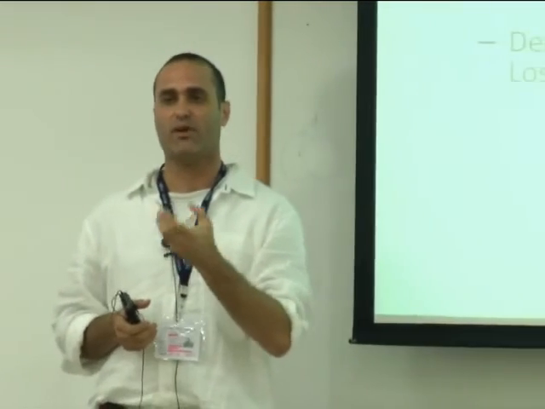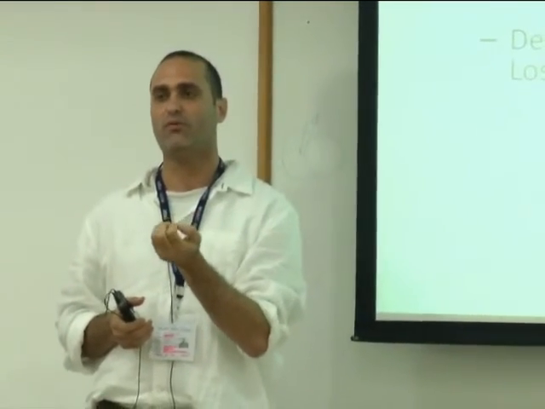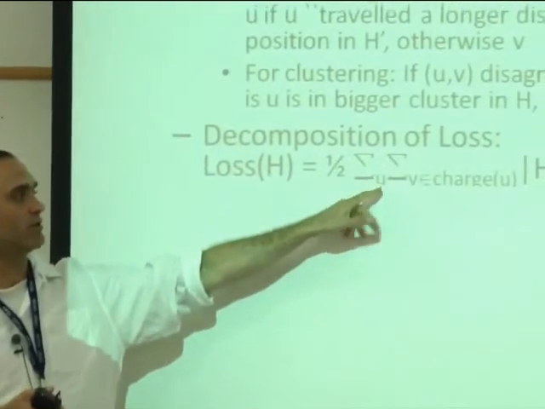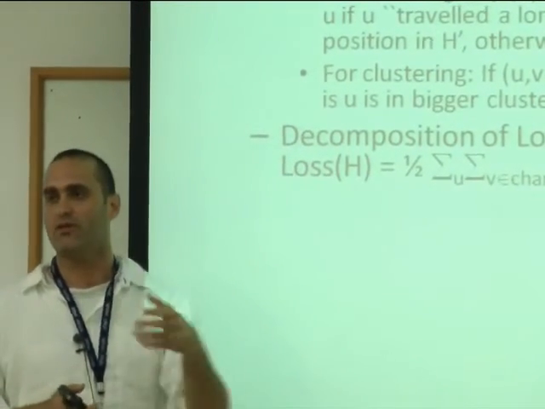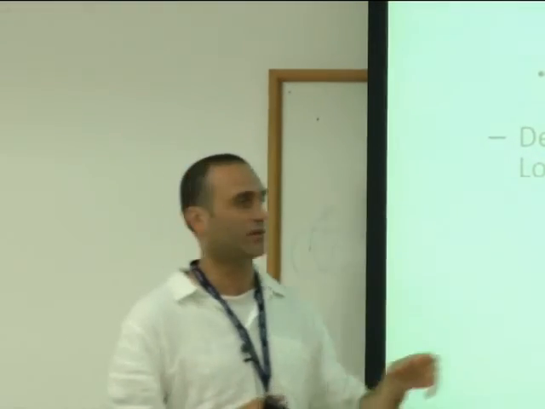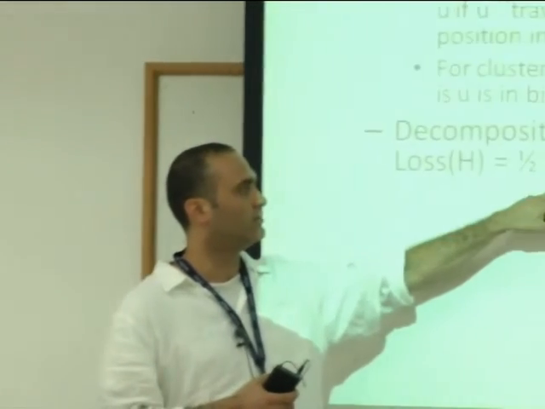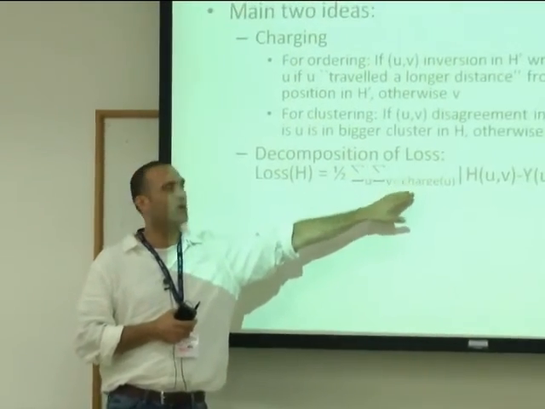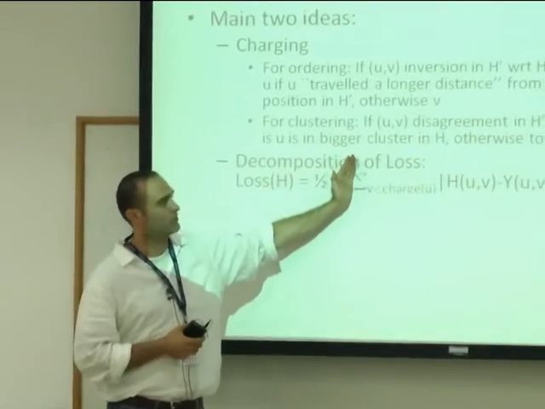Once you define this charging, meaning you say for every pair uv in which there's a disagreement, which one is to blame for this disagreement, you write the loss as a sum over all u. So it's a sum over uv, the loss, right? So I'm going to batch expressions together. You sum over all u, and you sum over all v in the charge of u. And then you have this expression for every u.